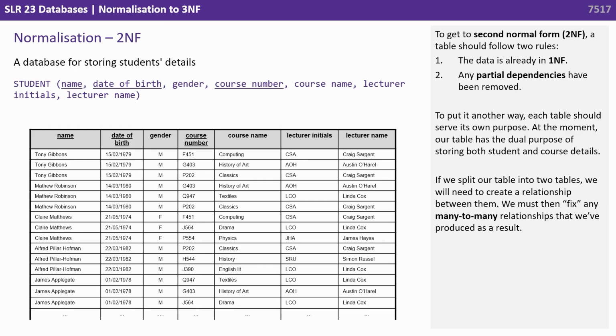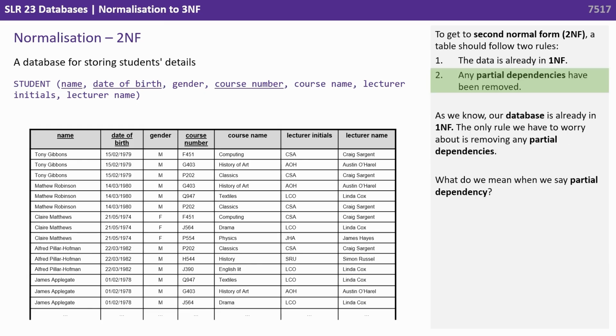To get to second normal form, a table should follow 2 rules. The data's already in first normal form, and any partial dependencies have been removed. To put it another way, each table should serve its own purpose. At the moment, our table has the dual purpose of storing both student and course details. If we split our table into 2 tables, we'll need to create a relationship between them. We must then fix any many-to-many relationships that we've produced as a result.